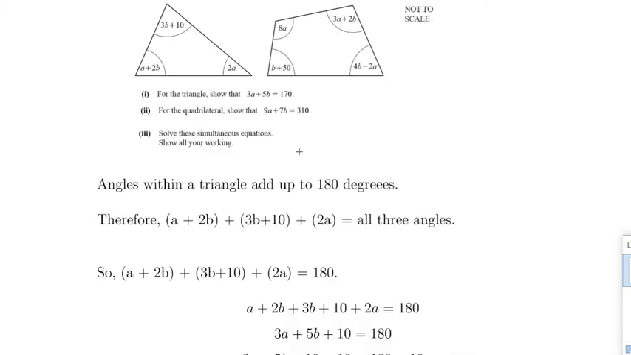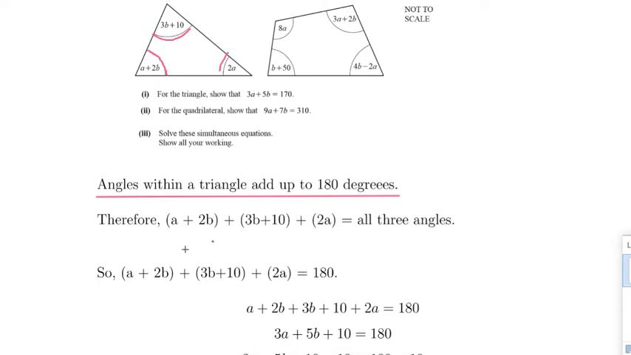Next, what I'm going to do is I say straight away to the examiner, okay, angles within a triangle add up to 180 degrees. I'm answering the first question. For the triangle, show that 3a plus 5b is equal to 170 degrees. Well, first of all, angles in a triangle add up to 180 degrees. Now, the three angles are this. We have this one here, a plus 2b, 3b plus 10, and 2a. Those are our three angles.